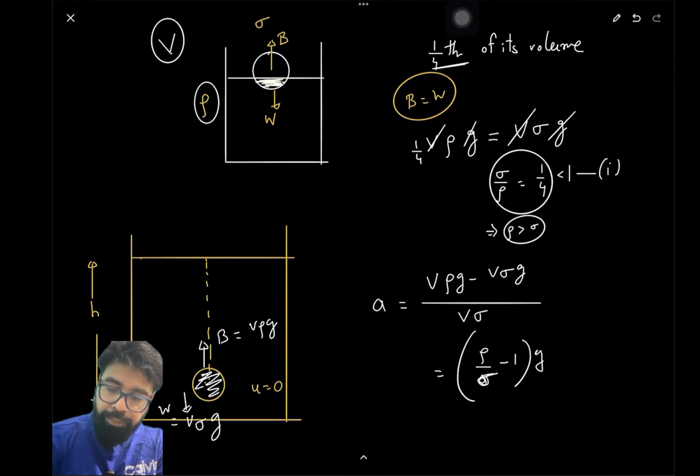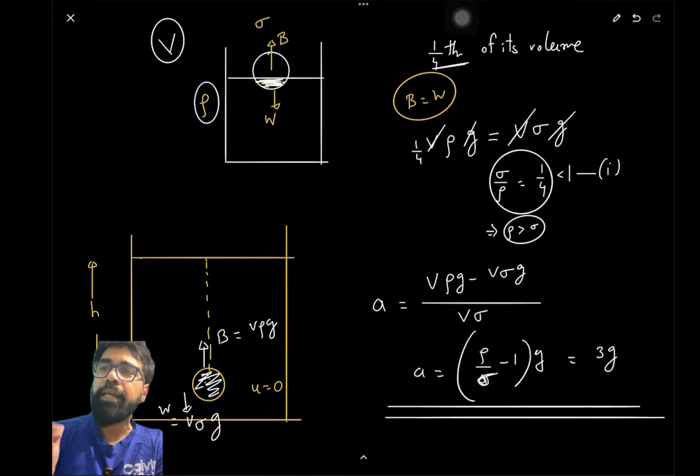And what is rho by sigma? Sigma by rho is 1/4, so rho by sigma is 4. 4 minus 1 is 3. So the acceleration is 3g. So this body will have 3 times the value of g, that is 30 meters per second square, acceleration in the upward direction, right?